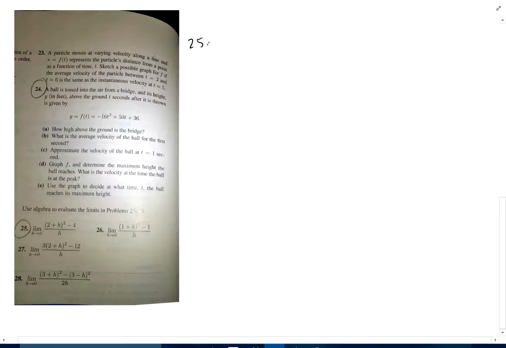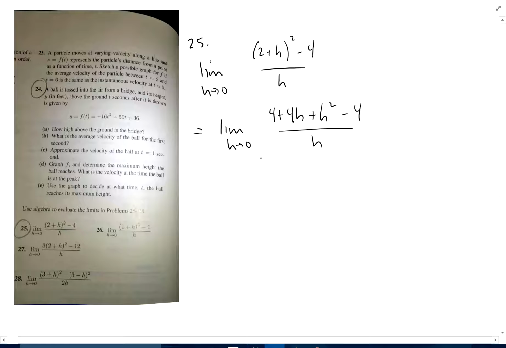Alright, 25. Let's see, this is sort of finding the limit as h approaches 0 of (2 plus h) squared minus 4 over h. So you can recognize this as a derivative, or the slope of the tangent line. We want to do algebra with this to solve this, so we're going to do the limit as h approaches 0 of 4 plus 4h plus h squared minus 4 all over h, which is a limit as h approaches 0. Well, those cancel, and the h divides into both of those. 4 plus h, and as h goes to 0, I just plug in 0 for h, which is 4.